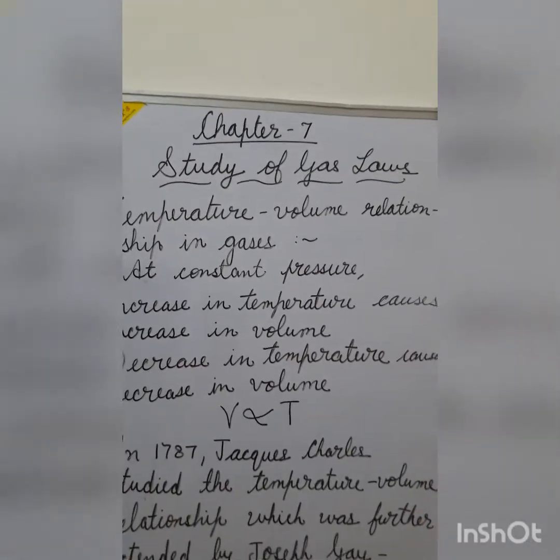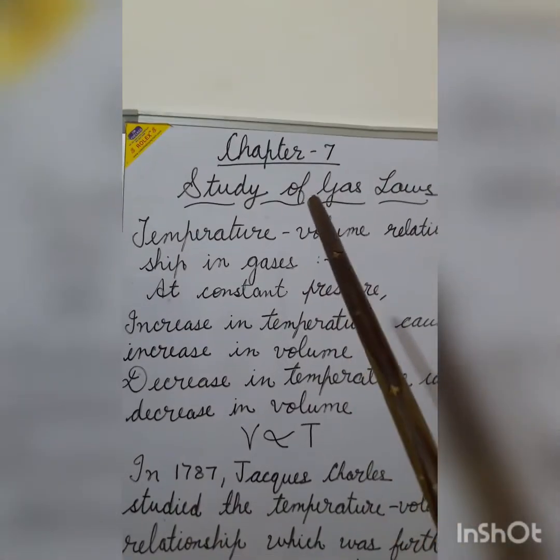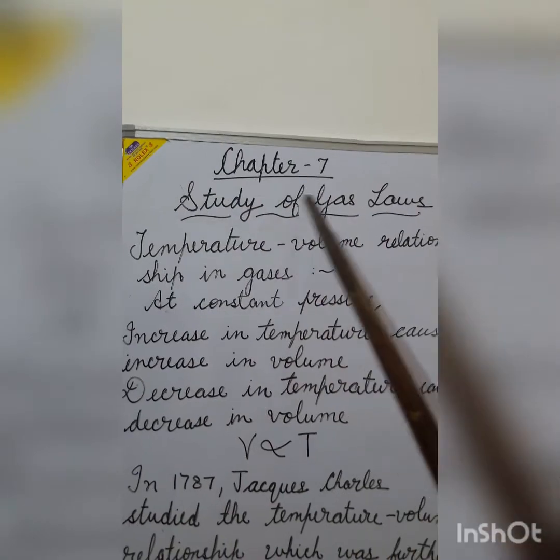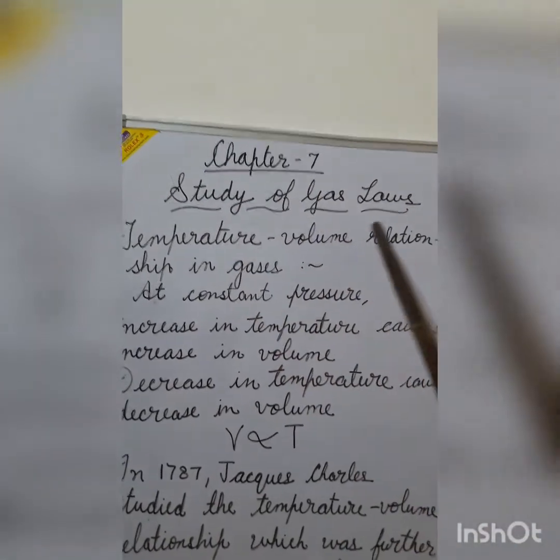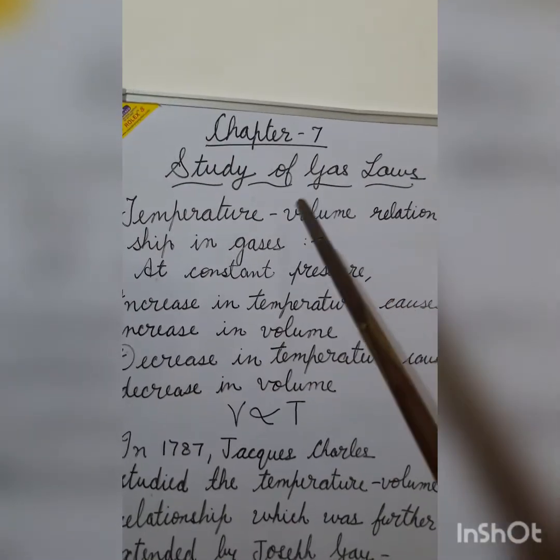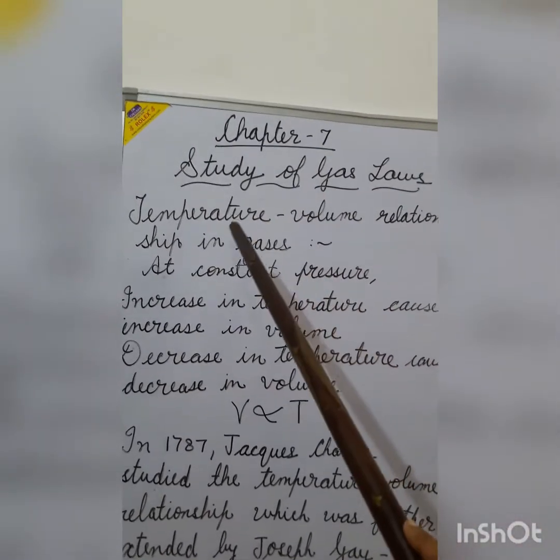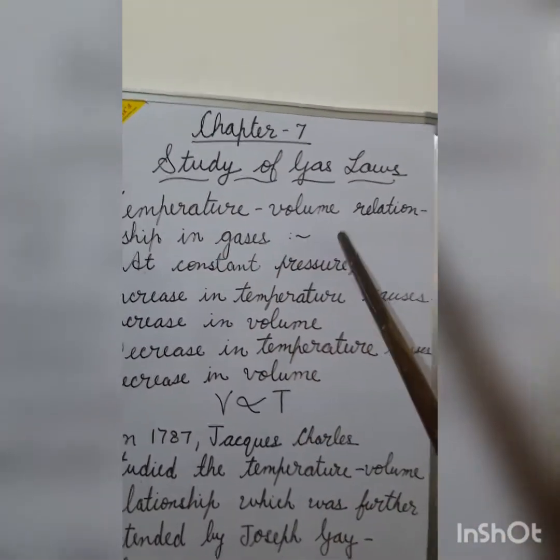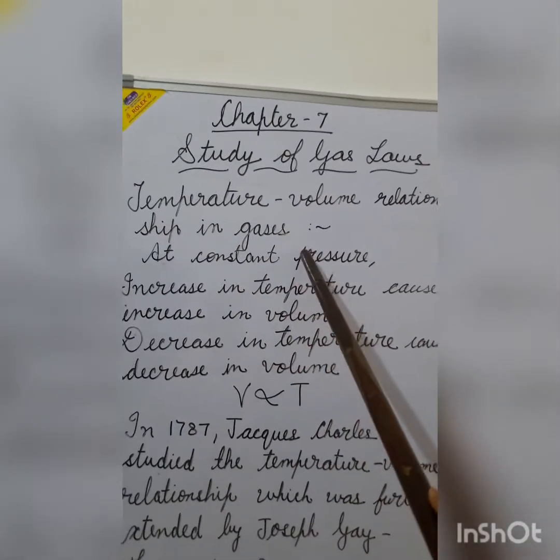Good morning, students. Today we will start with Charles' Law, chapter number 7, Study of Gas Laws. We have studied about Boyle's Law. Now continuing with that, Charles' Law, the temperature-volume relationship in gases.